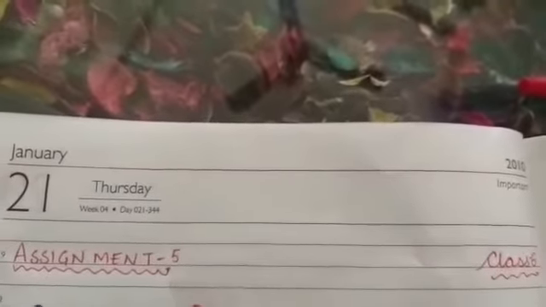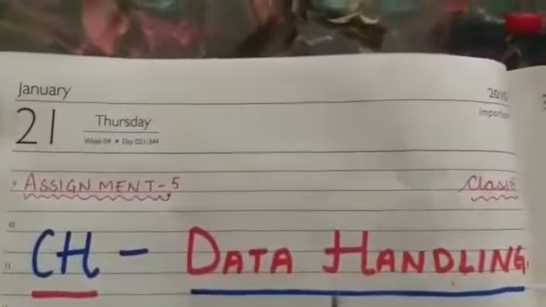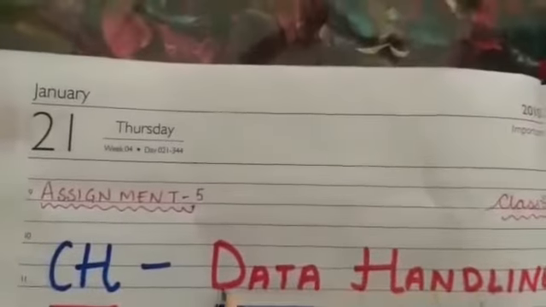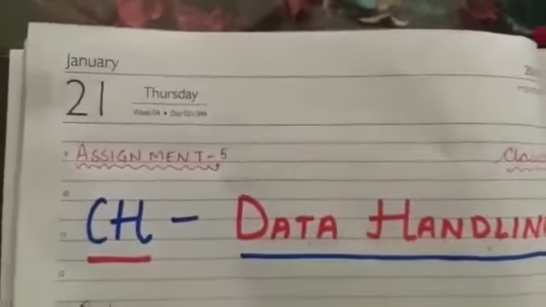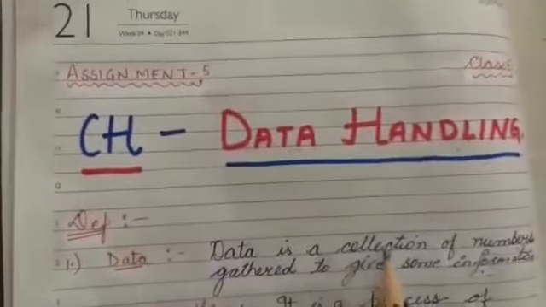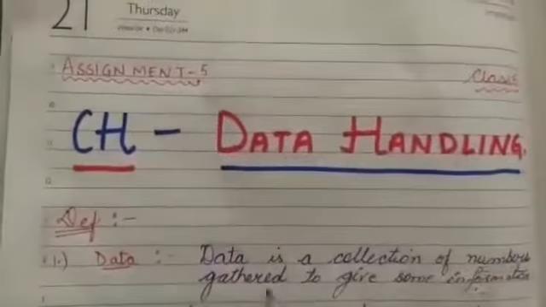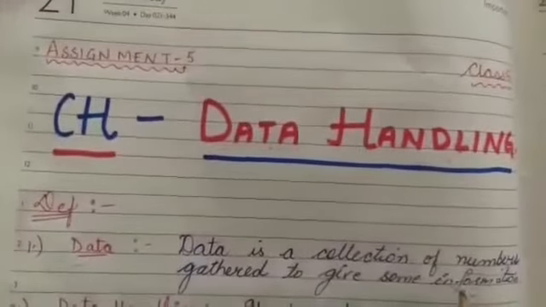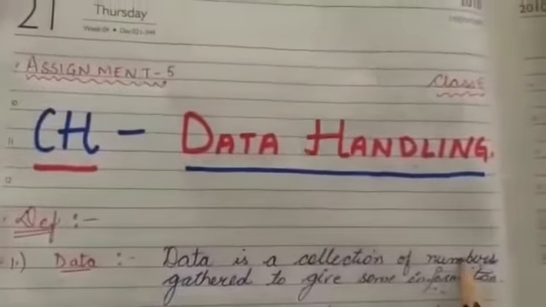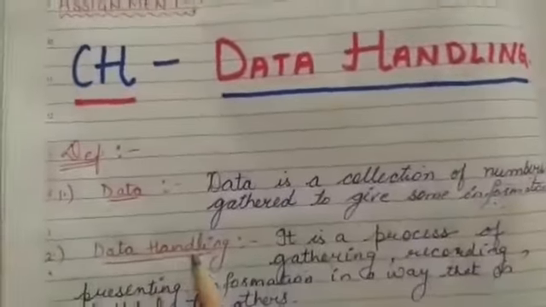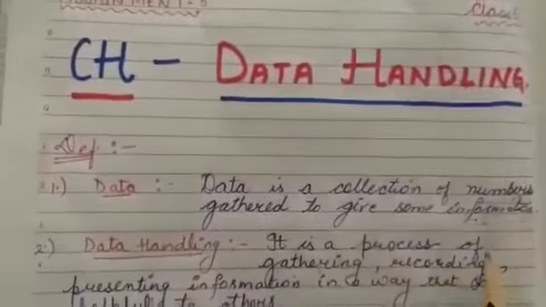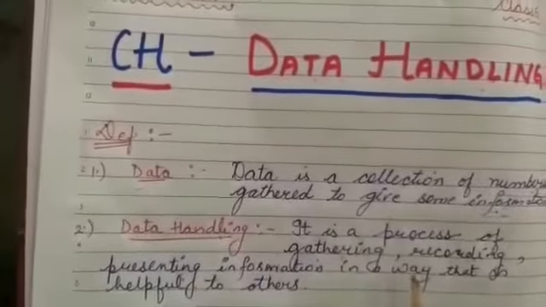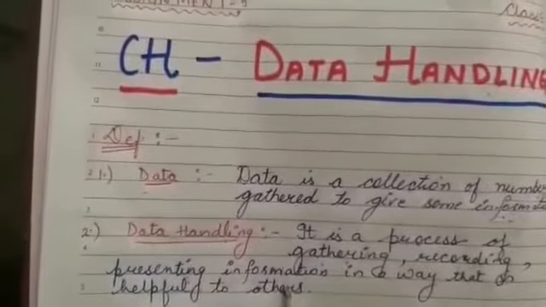Today, we are going to start our next chapter, data handling. Firstly, I want to tell you what we mean by data. Data is a collection of numbers gathered to give some information. In simple words, data means information in numbers. And data handling is a process of gathering, recording, and presenting information in a way that is helpful to others.